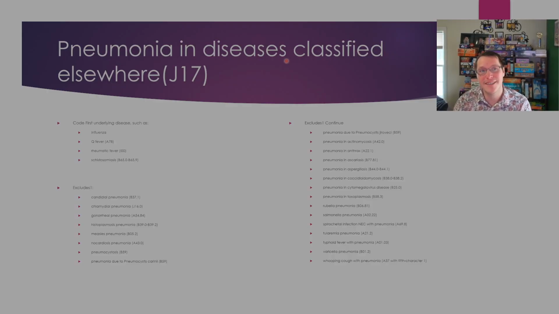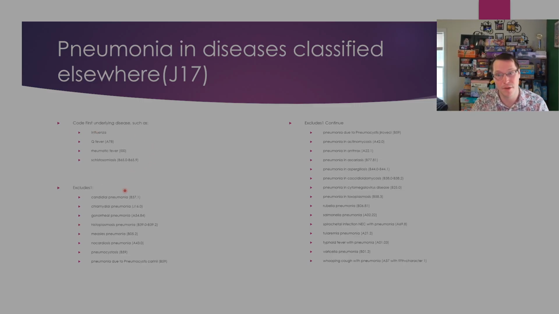So pneumonia in diseases classified elsewhere are the J17 codes. These ones require you to first code the underlying condition that caused the J17. These are the applicable diseases for it that you can attach to it, or you can attach more depending on your documentation. These are just the most common ones that the ICD-10 book links. And then it excludes all of these conditions.